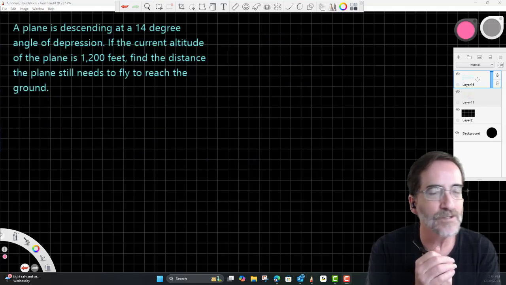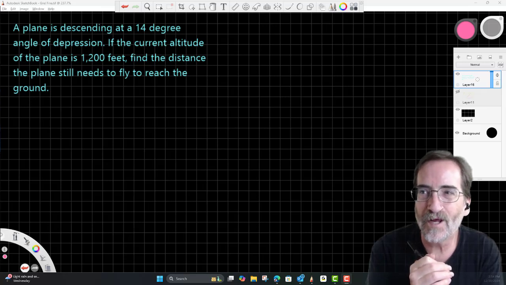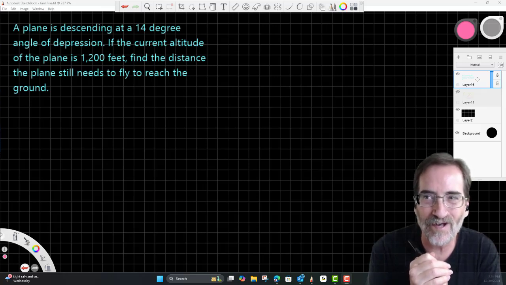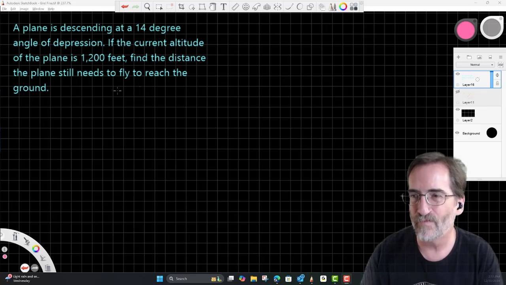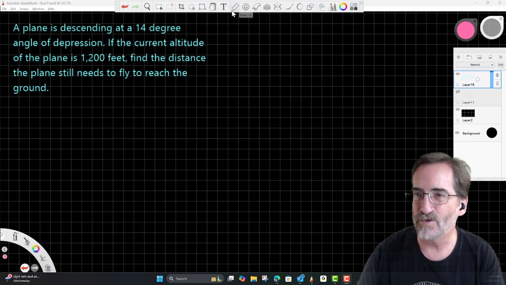All right, question number 2. A plane is descending at a 14-degree angle of depression. If the current altitude of the plane is 1,200 feet, find the distance the plane still needs to fly to reach the ground. This is one of those cases where a drawing is really beneficial.